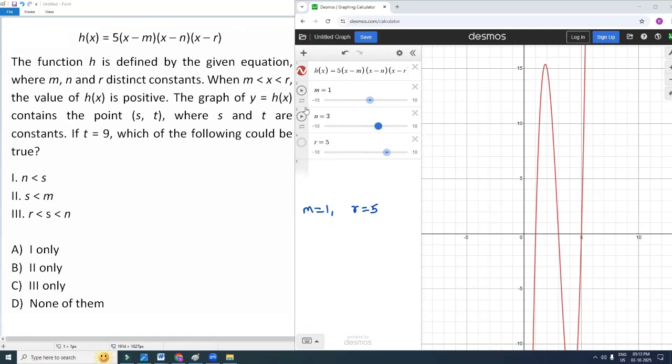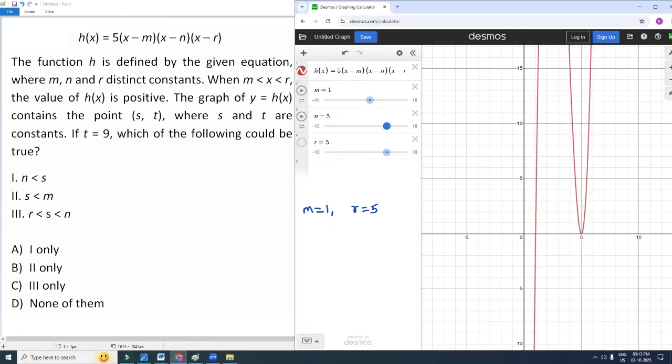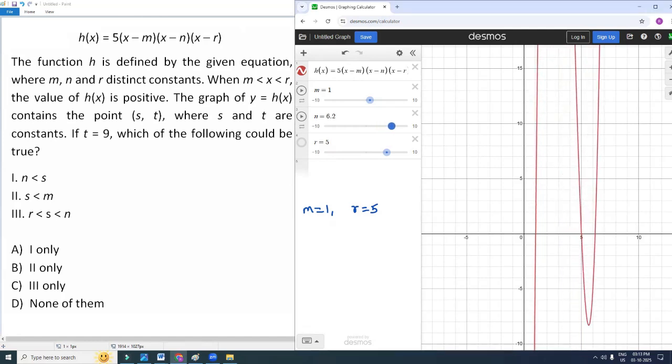Okay, now let me move the slider for n to get a value that is greater than 5. That's a value for r. Here I have taken n equals 6, that is greater than 5. That's a value of r.